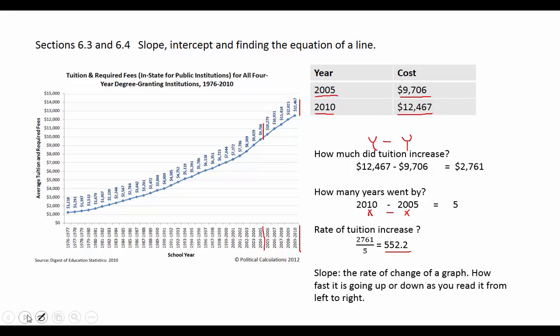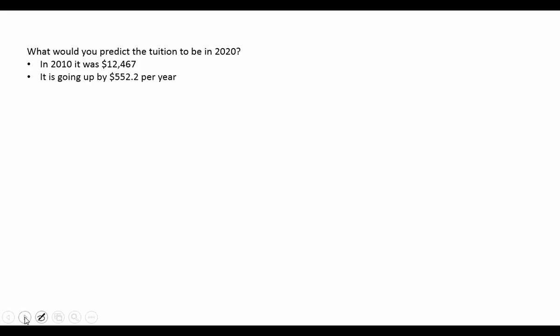If it's going up by $552 in 10 years, I can figure out how much it is going to be in 10 years. And that's actually the next thing we're going to do here. We're going to predict college tuition in 2020. Well, we need a baseline, so let's start with our 2010 number. In 2010, according to that graph, it was $12,467. Now I know it's going up by $552 per year.